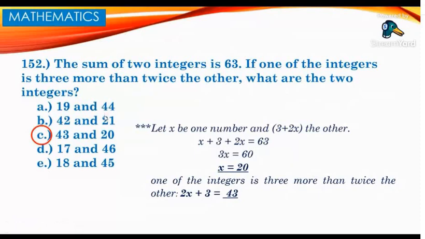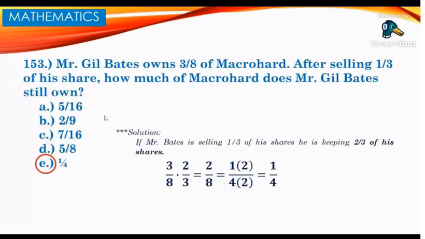Okay, let's have 153. Okay, 153. Mr. Jill Bates owns 3/8 of Macro Hard. After selling one of his share, how much of Macro Hard does Mr. Jill Bates still own? Okay, so 3/8 of the Macro Hard.